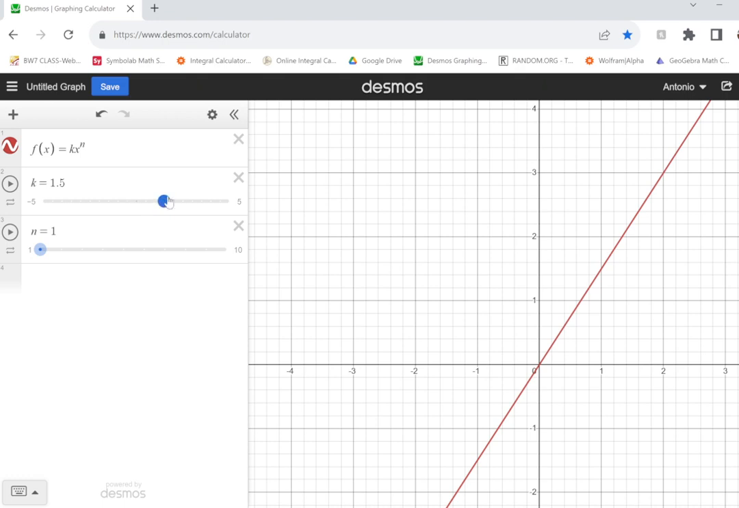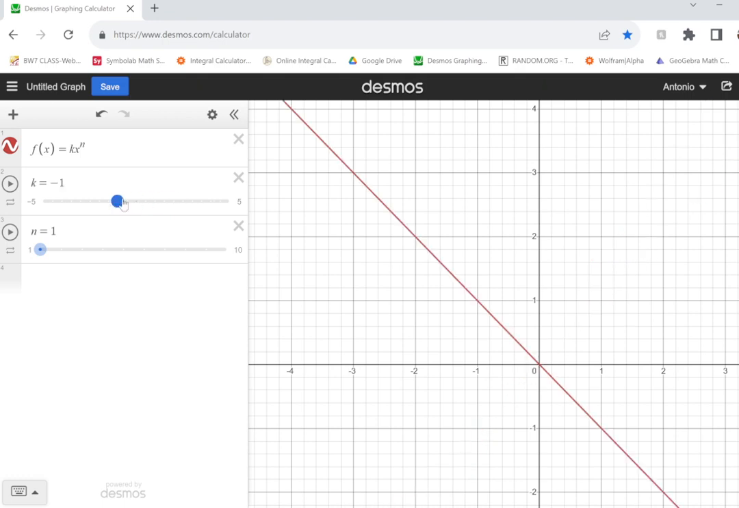Now, another change we want to take a look at is what happens when k is negative. Okay, so now we see how that affects our graph here. Now, what we're going to discuss first is the end behavior of the graph.